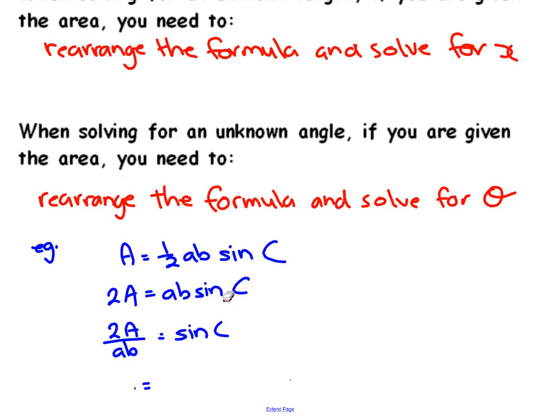And then remember the inverse step of sine of C is sine to the negative 1. So C equals sine to the negative 1, 2a over ab. So that would be in general how you would do it, but you would have numbers here, of course, probably, and sort of work it out that way.